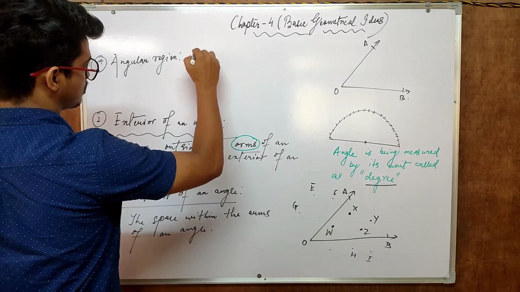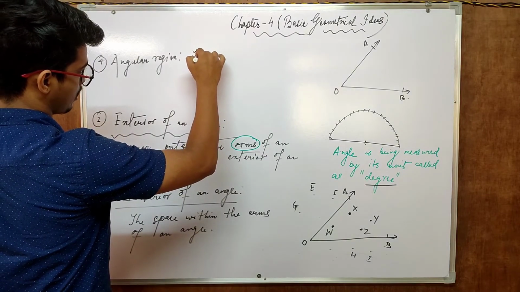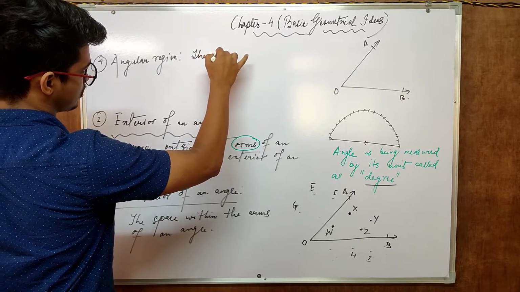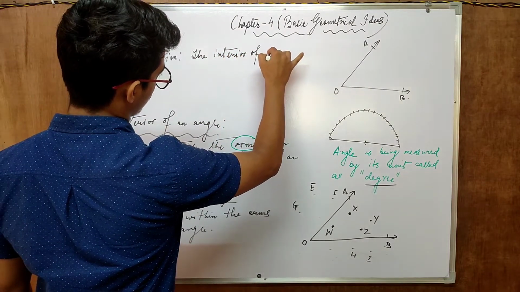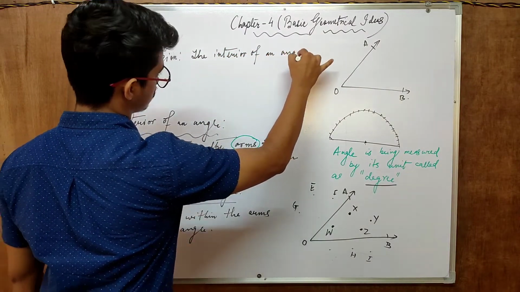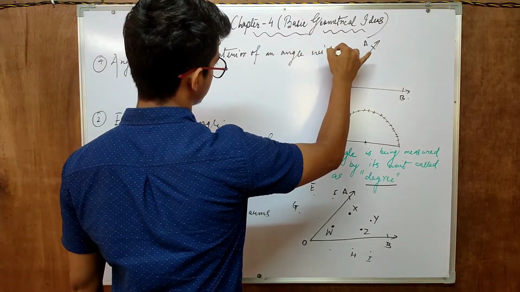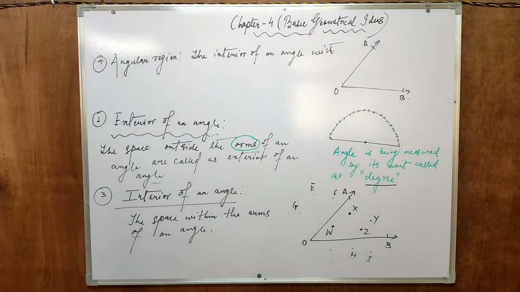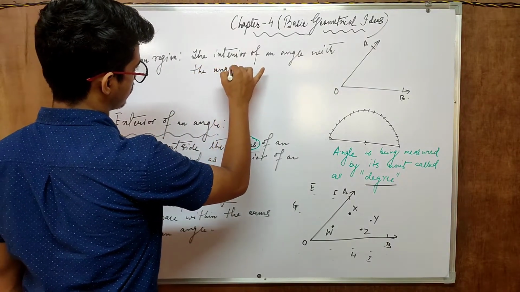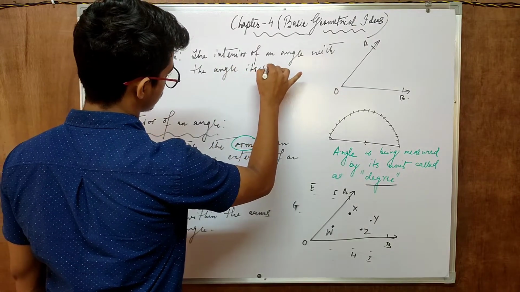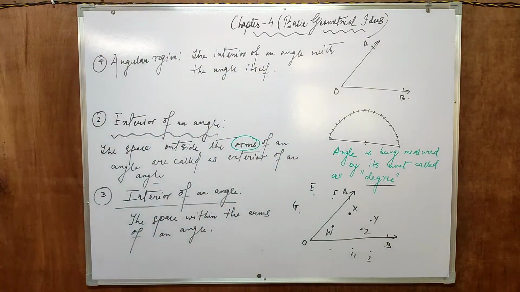So let me just write down this definition. The interior of an angle with the angle itself is called the angular region.